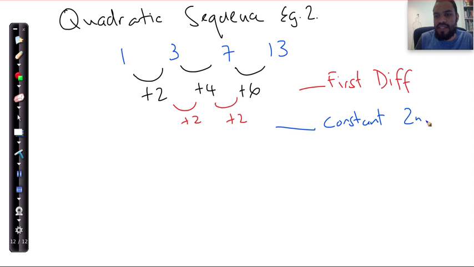Okay, and this here is a constant second difference. Now when I see a constant second difference, I immediately know the following is happening. I'm going to say this is a quadratic sequence. Why? Because there's a constant second difference.